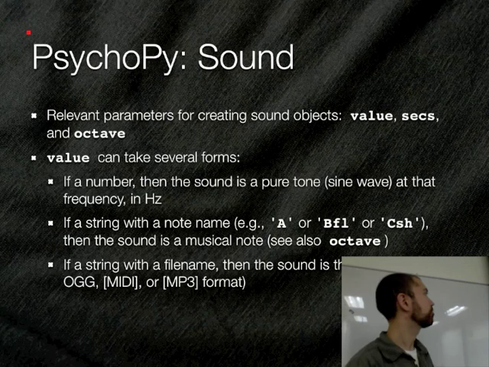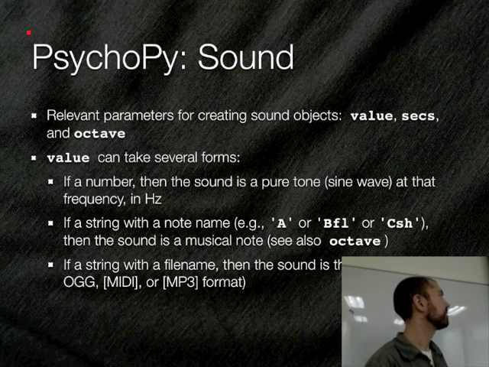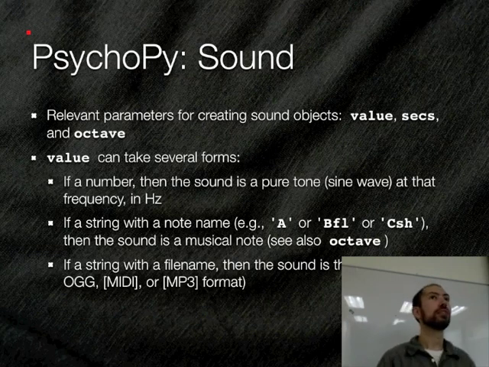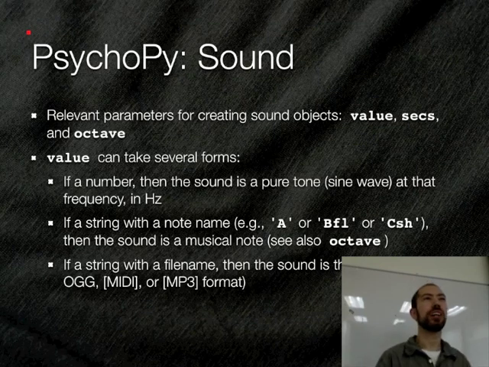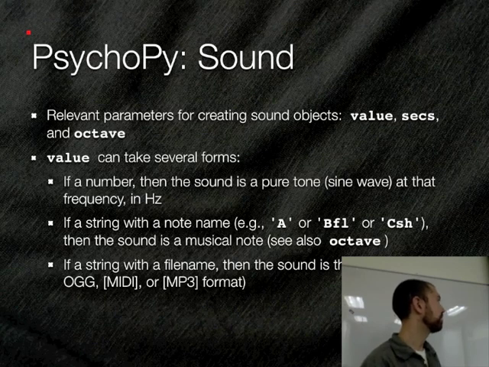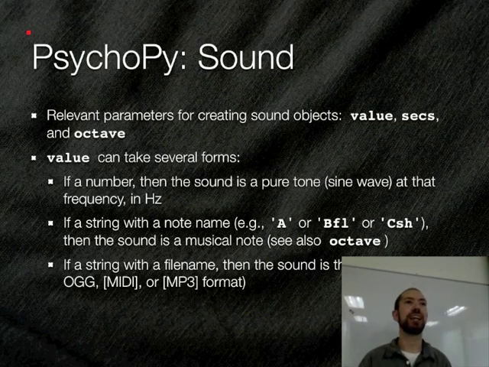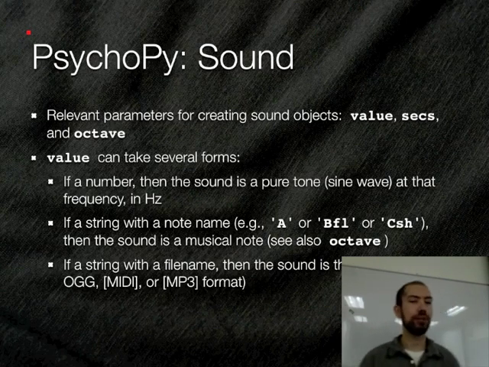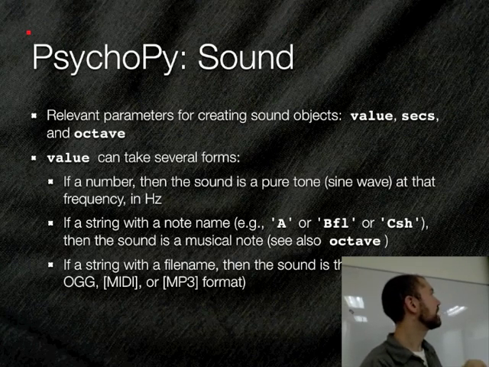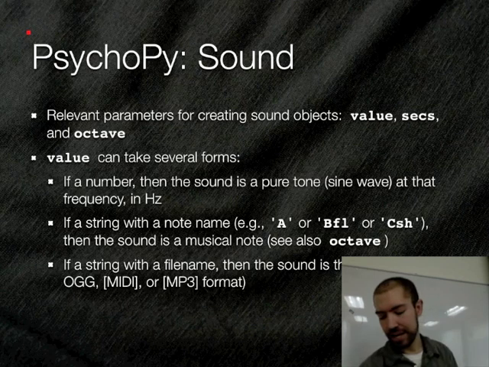And lastly, if it's a string, but instead of a string that looks like a note name, it's a string that looks like a file name, then the sound will be whatever sound is in that file. And you can use WAV files or OGG files, if you guys are familiar with OGG files. OGG is an open source sound format, kind of like MP3, but freer. PsychoPy claims it can also play MIDI and MP3 files, but I have not had success making that work, so I suspect you guys will not either. So for the most part, let's assume WAV files are the format you want to use. All right, so value can take on all of these different forms, and it can be any of those types of information.